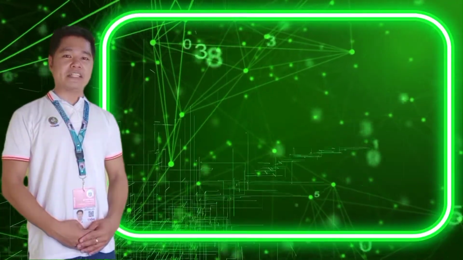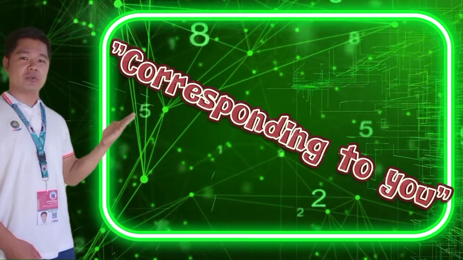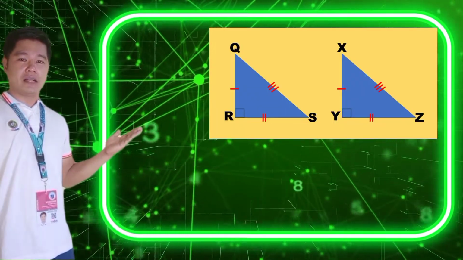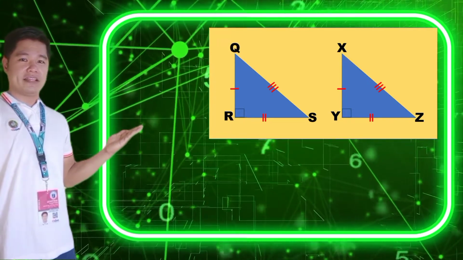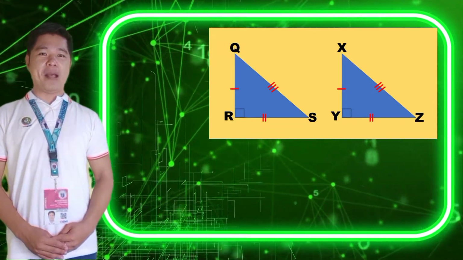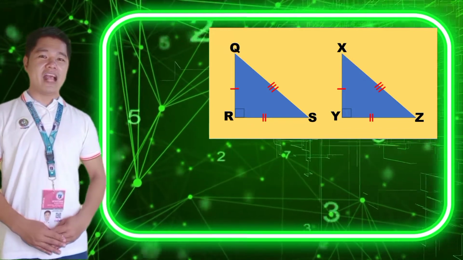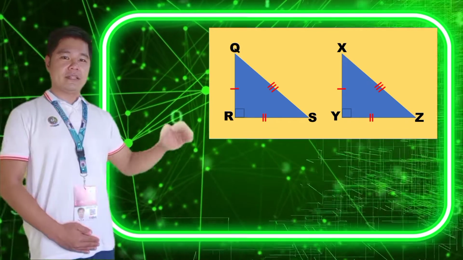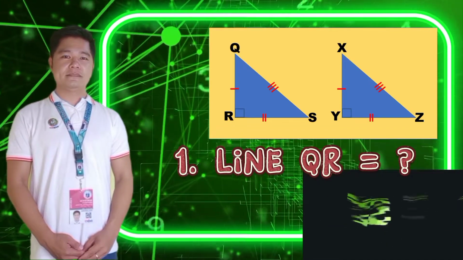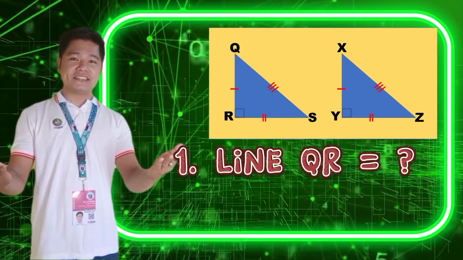Before we start our discussion, let's have an activity first, titled Corresponding to You. Name the corresponding side or angle of the given congruent triangle. Type your answer on our chat box with corresponding numbers. Are you ready? So let's begin our activity. Number 1. What is your answer?